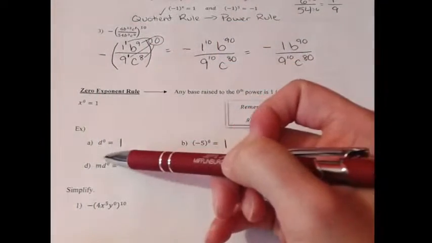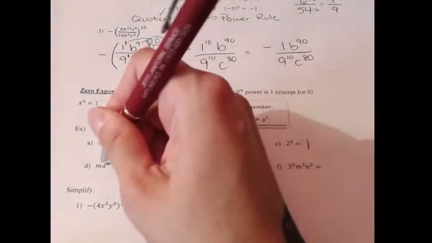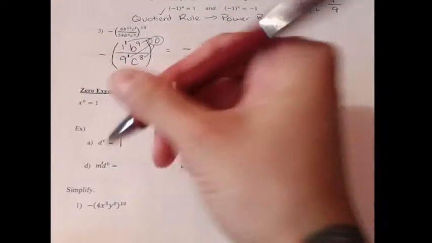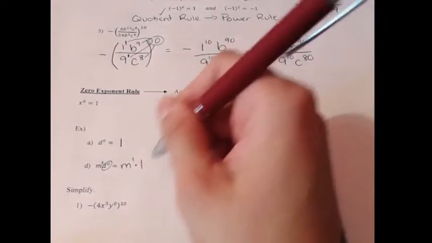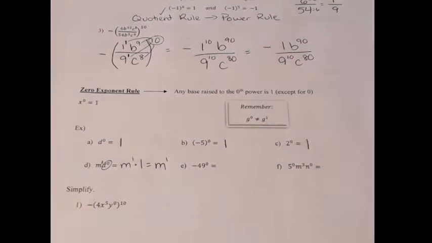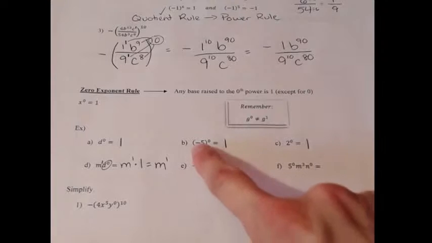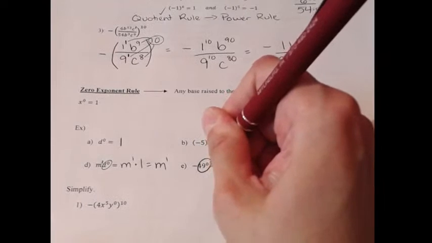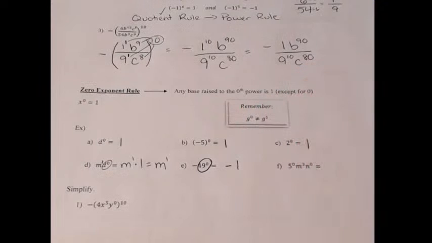Next, we have m to the 1st times d to the 0. We have 2 bases. My first base is m, it has a power of 1. My second base is d, it has a power of 0. We know that d to the 0 is simply 1, so this becomes m to the first times 1, which is just m to the first, right? Next, we have negative 49 to the 0th power. Keep in mind that you do not have parentheses in this expression, so that 0 is only being applied to that 49. 49 to the 0th power is 1, but we still have a negative, so we're going to bring that right over.